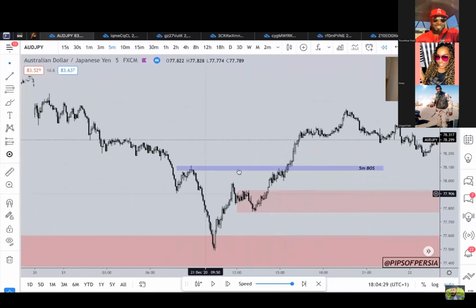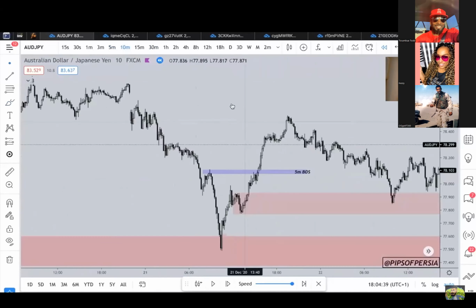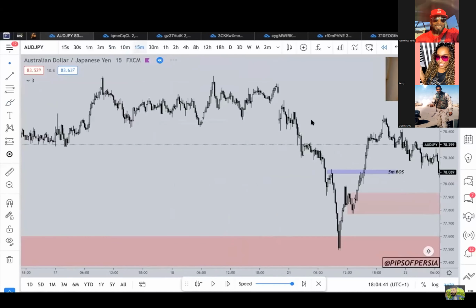So I have to now wait for a break above there, and that 5-minute break of structure to the upside is confirming our trades. It's confirming that this market is more likely to go to the upside, more likely to start to actually reverse and go higher and higher and higher.